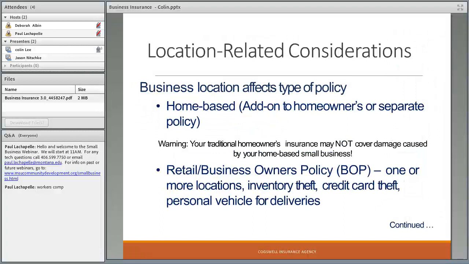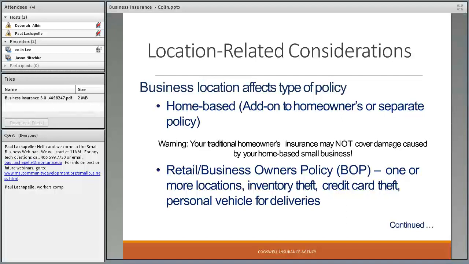Okay, so we talked a little bit about location-related considerations. Lots of different types of businesses. There's home-based businesses. A lot of people think you can work out of your home. A lot of policies actually exclude any kind of business operation out of a home. So you definitely want to check with your homeowners if you're running a business out of your home, even for business inventory or material. A lot of times people think that might be covered under their contents for their home, and sometimes a homeowner's policy can exclude that as well. So be careful of that.